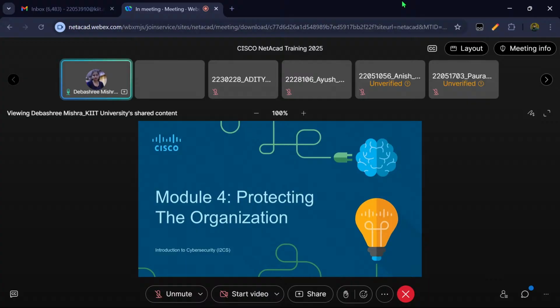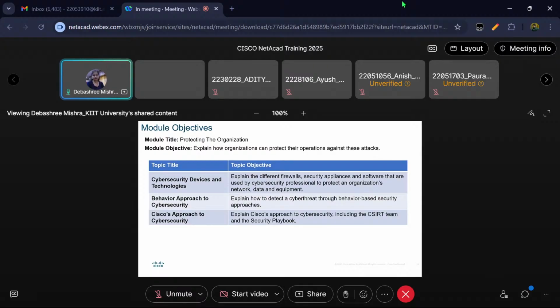In this fourth module, we will be talking about how you will be protecting your organization. For this, you need to take care of certain operations so that attackers cannot attack a particular organization or its devices. We will be discussing cybersecurity devices and technology, the behavioral approaches to cybersecurity, and next is the Cisco approach to cybersecurity. There are certain subtopics, so we'll go through them in detail.